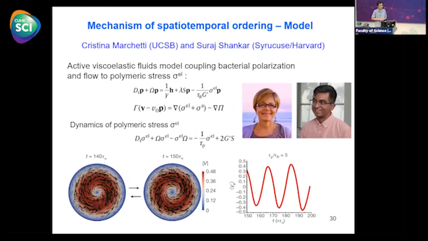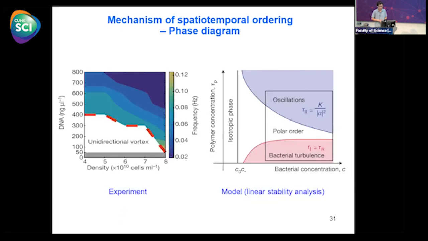And this idea was verified by an active viscoelastic fluid model developed by our collaborators, Krishna Mashati at UCSB and her former student, Shiraz Shankar, now a Harvard fellow. Okay, so here the model couples bacterial polarization and the collective flow and the polymeric stress of the surrounding polymer environment together. And both analysis and numerical simulations of the model reproduce our experimental observations very nicely. For example, here the phase map from experiment and from the linear stability analysis of the model matches very well.